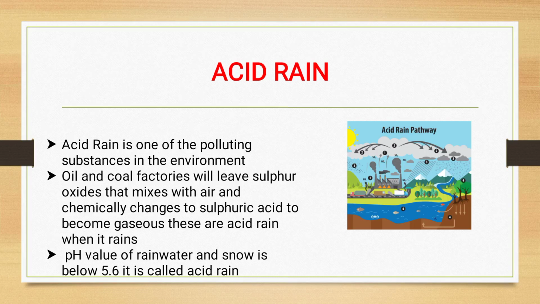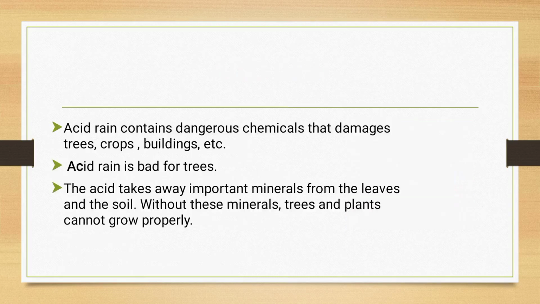When you check it is below 5.6, you can call it acid rain. As I told you, acid rain contains dangerous chemicals that damage trees, crops, buildings, etc. It is bad for trees, and similarly it will affect the crops also. This rain will take away important minerals from leaves as well as the soil. Without these minerals, we know that trees and plants cannot grow properly. So it will affect plants as well.